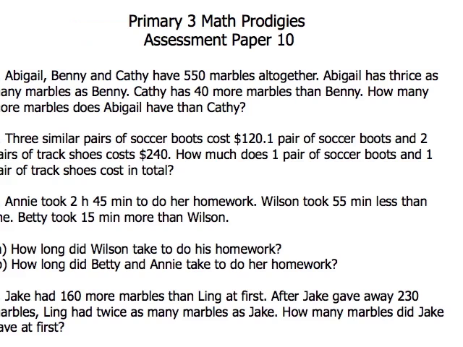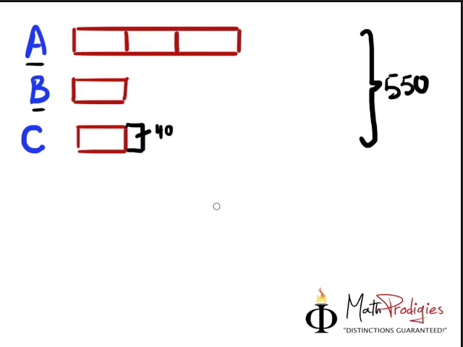Alright. Then it asks you the question, how many more marbles does Abigail have than Kathy? Like I taught you a little new phrase in class, what is the extra, or the nasi tambah? It is over here. This is the extra. So if I take out this extra, what am I left with? I'm left with 1, 2, 3, 4, and 5 boxes, or 5 units. That's what they call them in math.